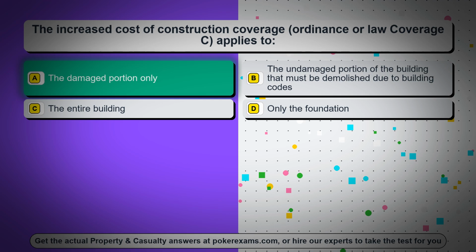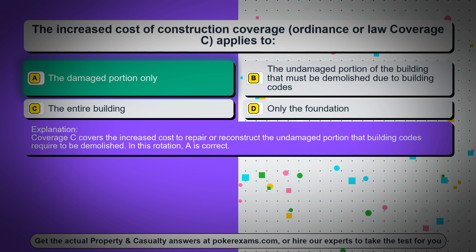The correct answer is Option A, the damaged portion only. Coverage C covers the increased cost to repair or reconstruct the undamaged portion that building codes require to be demolished. In this rotation, A is correct.